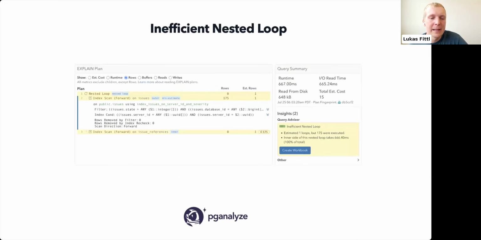Inefficient nested loop. Let me show you this one more time. Here we basically saw a nested loop. We saw an outer table and an inner table. There was a misestimate on the rows, estimated rows versus actual rows. And the problem here is that Postgres should have used the hash join, most likely.